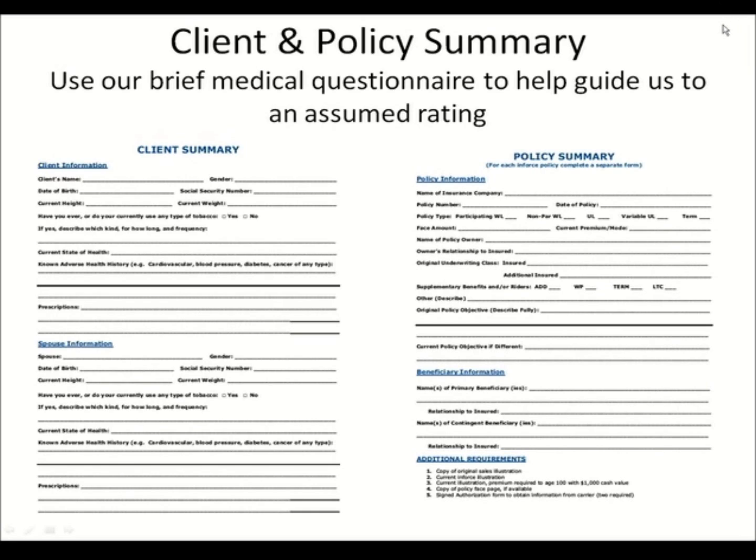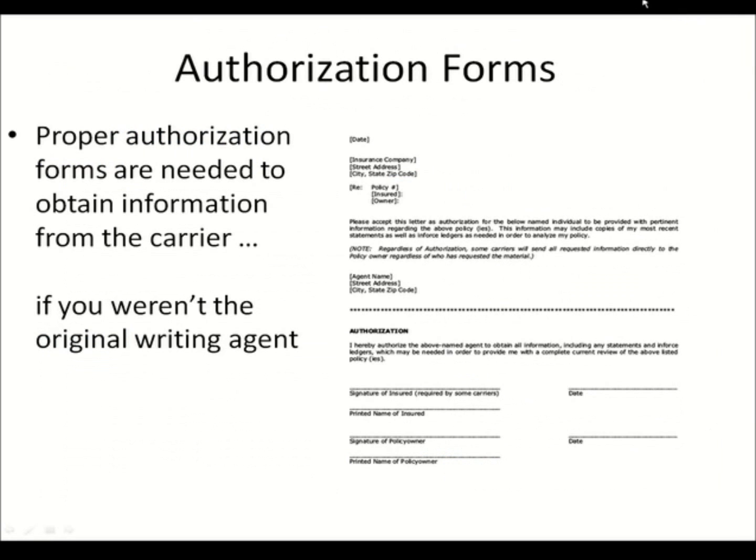Down at the bottom of the client summary, we have a provision for current state of health and prescriptions, because if we get prescriptions, we can really do a quick underwriting just from those alone. Then we need the summaries of the policies. We also need authorizations. If you're the writing agent or the servicing agent, then it's simple enough, because we need a current sales illustration for you to go get it. You go back to the carrier, you're on their list, and you get it.